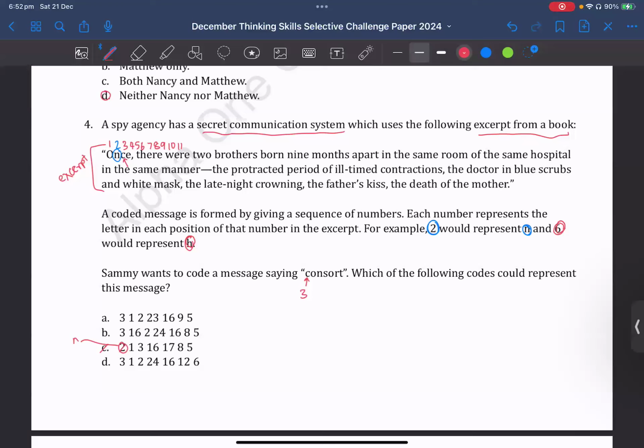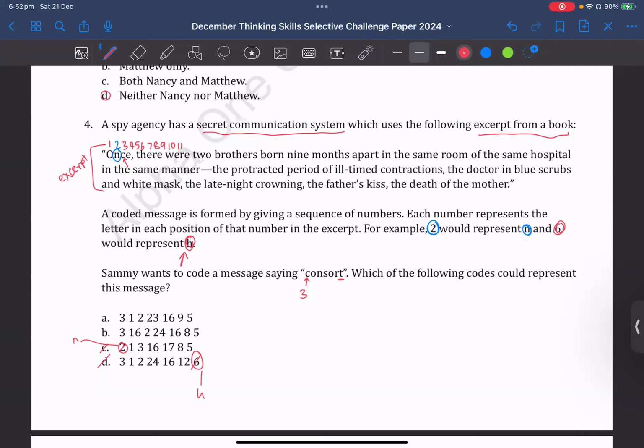Alrighty. So moving on, they all have a 1, 2, 6, something like that. So I'm actually going to start from the end now. And I see a 6. And as we know, a 6 represents H. And consort ends with a T. So this really can't be the answer either.